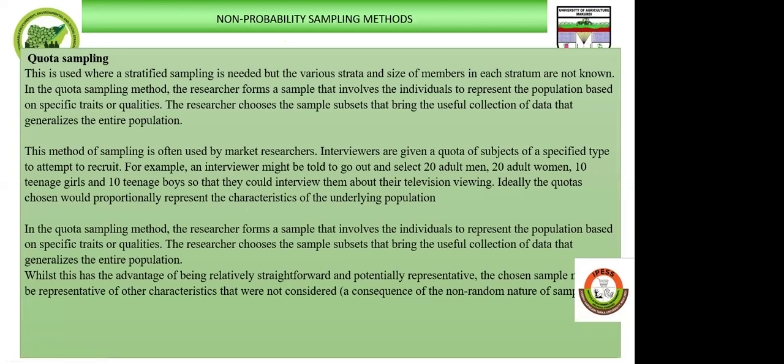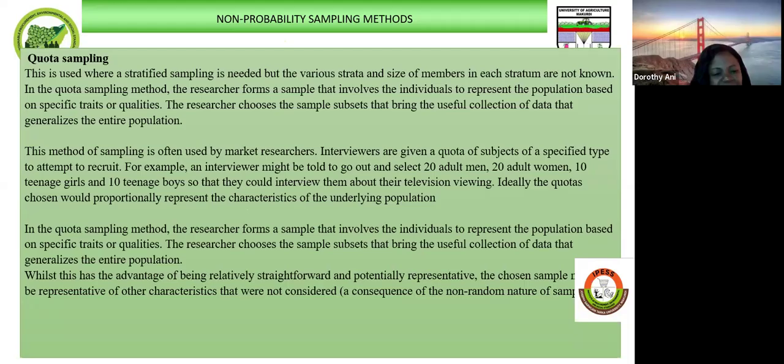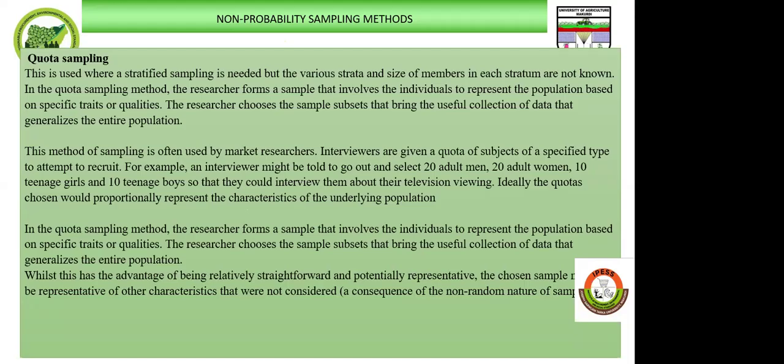Okay. So quota sampling. When it is quota, it means the population is divided in such a way that there is a percentage allocated to every group of respondents. For instance, if you want to interview women who are into drugs, women who are into same-sex marriage, men who are into drugs, and men who are into same-sex marriage, that's 4 groups.